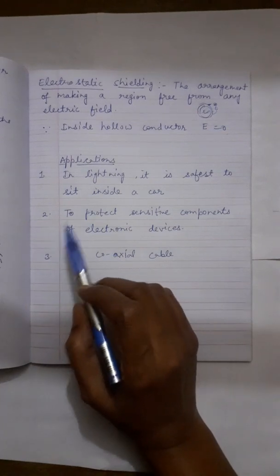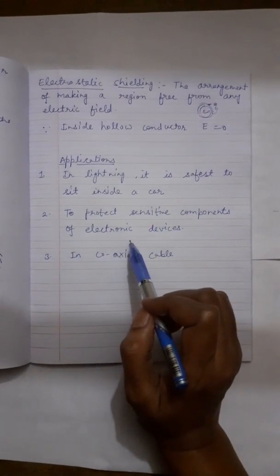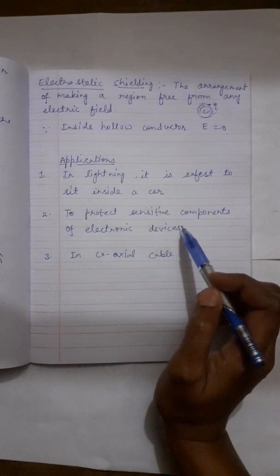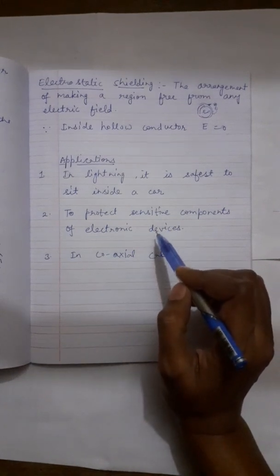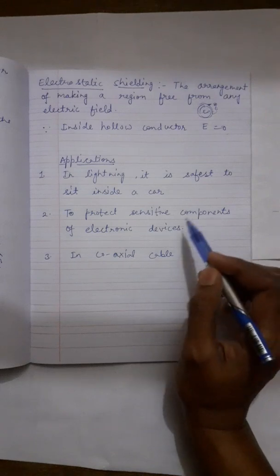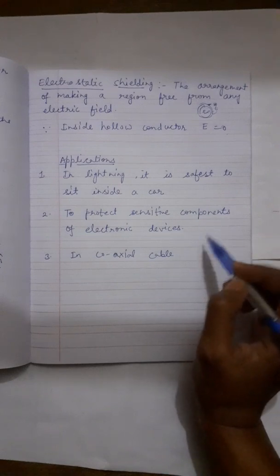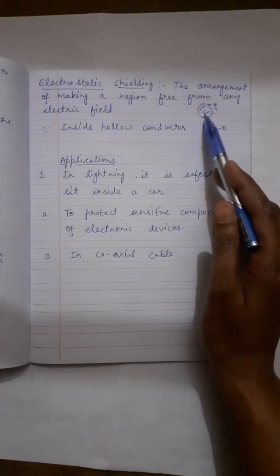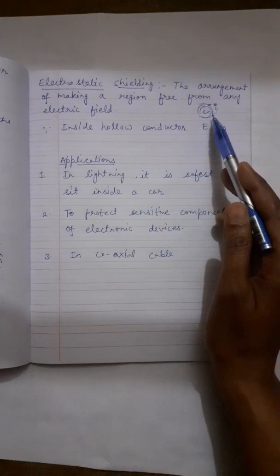Now the second application is to protect the sensitive components of electronic devices. Sensitive components of electronic devices are protected from external electrical disturbances by placing metal shields around them. If you want to protect the sensitive components, we make a metal shield around them, and by doing so, these inner components will be safe from the outer electrical disturbances.